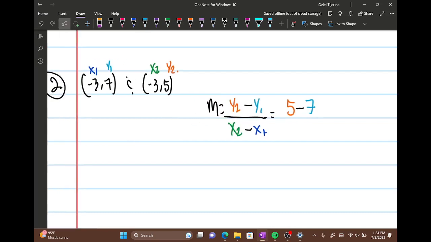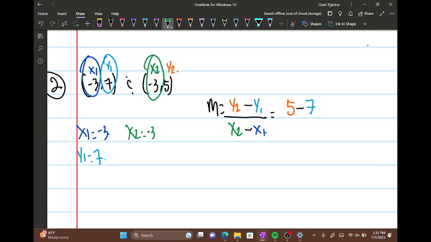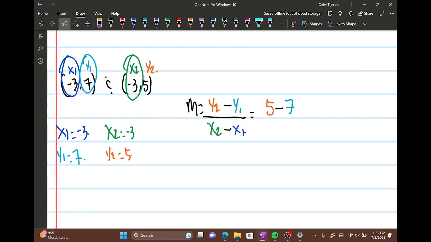So again, I forgot to list out my terms. So x1 is negative 3, right? That's x1. y1 is 7. x2 is going to be negative 3, and then y2 is going to be 5, right? So you always want to make sure to list out like I'm doing here and then plug them in.